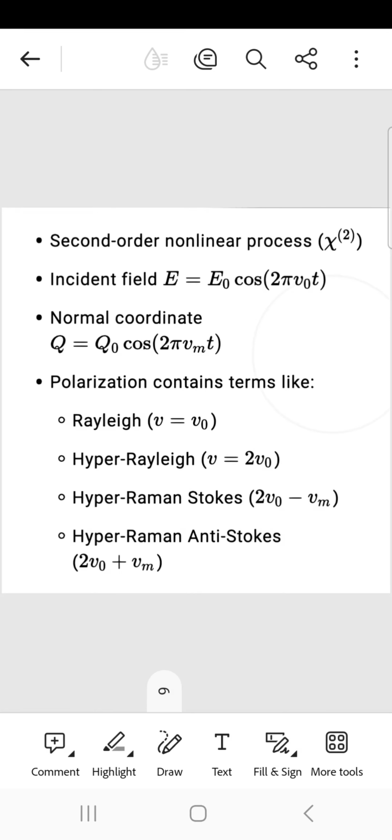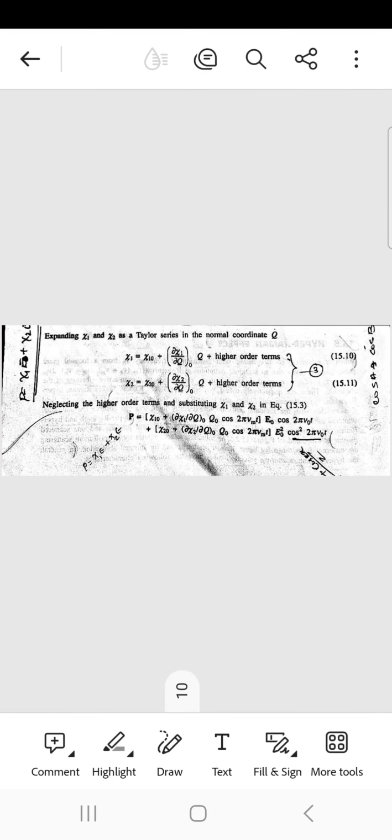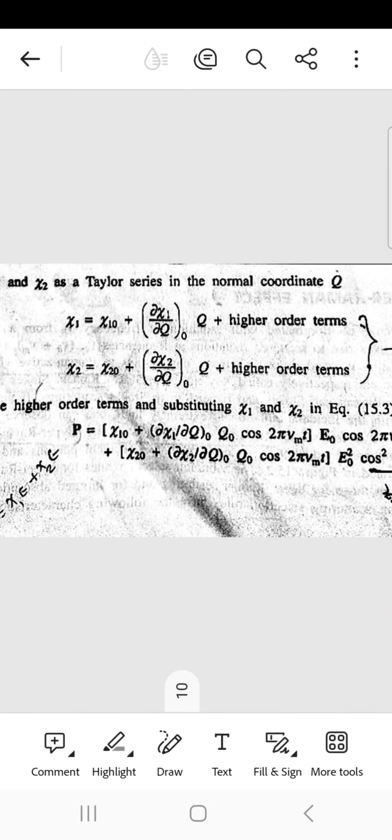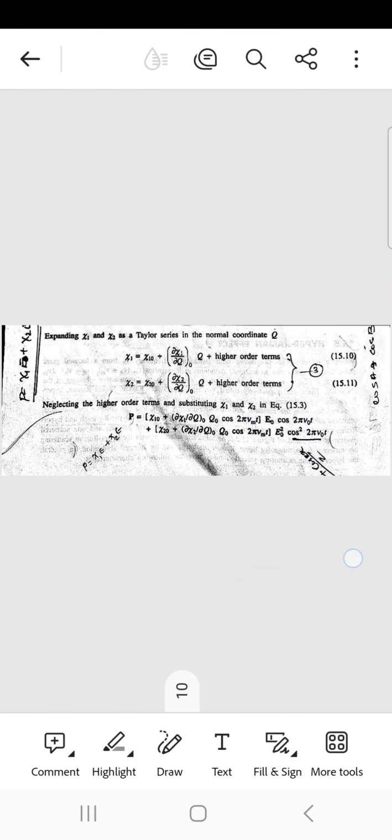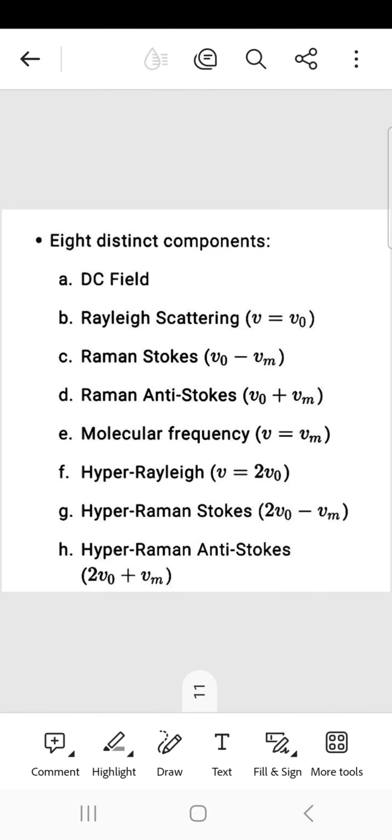The electric field E associated with the incident radiation can be written as E equal to E0 cos 2 pi nu t. Then the normal coordinates are Q equal to Q0 cos 2 pi nu-m t. Then expanding chi1 and chi2 as a Taylor series in normal coordinates, we get the corresponding equations. Neglecting the higher order terms, and substituting chi1 and chi2 in the above equations, we get this equation. Then this polarizability contains 8 distinct frequency components.